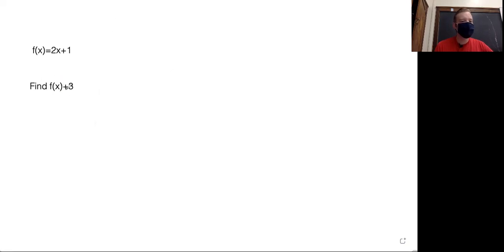So notice, we're asked to find something that has essentially 2 parts. The f of x is one part, and the plus 3 is a separate part. Now, this may seem like a bit of an obvious question, but what does f of x equal? What did we just say that f of x was equal to? Two x plus 1. Because this f of x right here is the same as this f of x right here. Those are the same thing. So I can take this f of x and replace it with 2x plus 1. I can substitute that in.